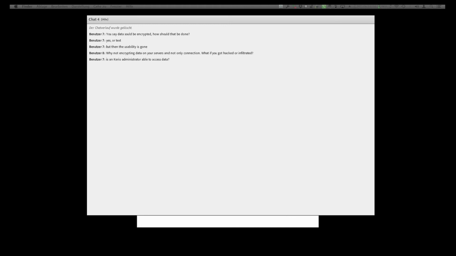And the second question from Anton, and please correct me, Martin, if I'm wrong, is a Kerio administrator able to access the data? I can say no. Simple no. Martin, are you able to access specific data from Anton when he has something on Samepage? I don't think so. No, it's very complicated. Complicated but possible, but of course monitored.